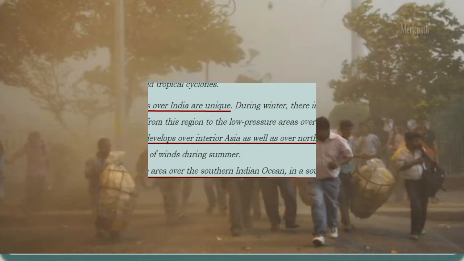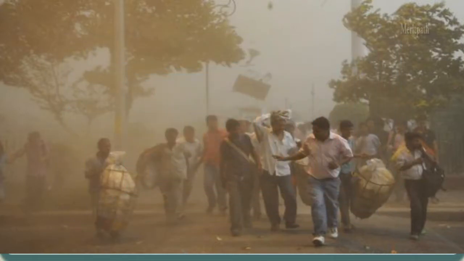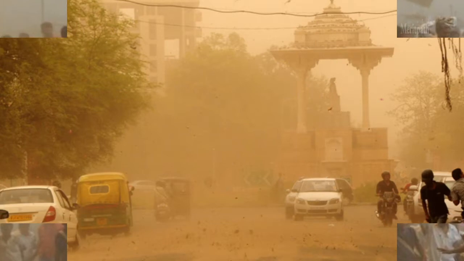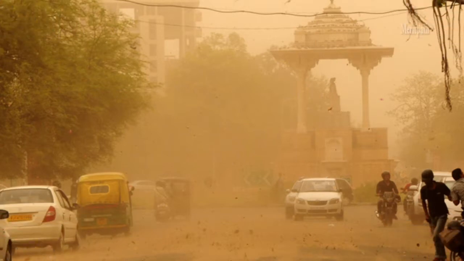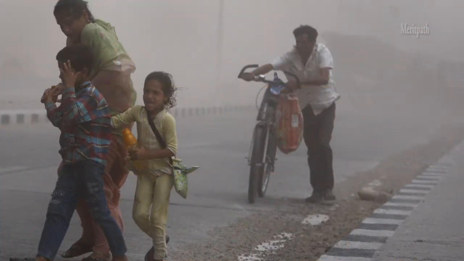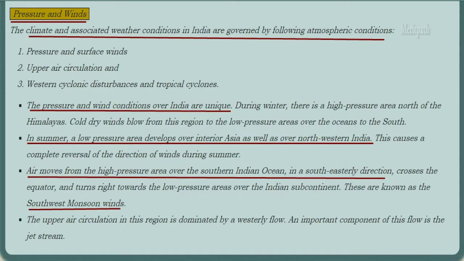Air moves from the high pressure area over the southern Indian Ocean in a southeast direction. It crosses the equator and turns right towards the low pressure areas over the Indian subcontinent. And this air is known as southwest monsoon winds. Upper air circulation in this region is dominated by a westerly flow. An important component of this flow is the jet stream.